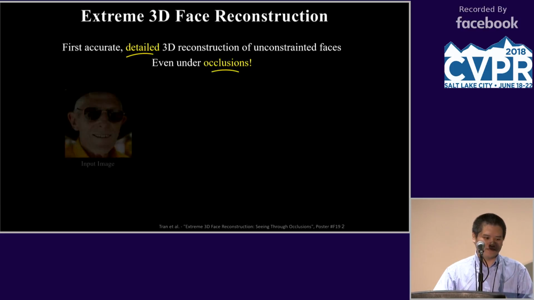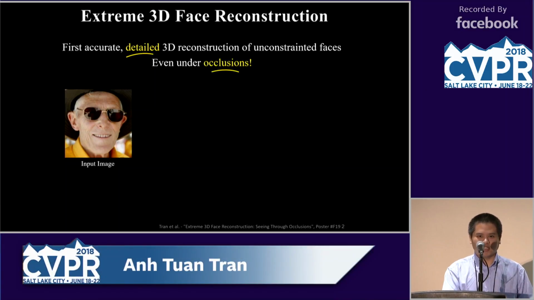occlusions. Given this input image, it is a man with a lot of details like wrinkles, and he has occlusion due to the glasses. We want to recover his detailed 3D face without the glasses. So it is very challenging, right?